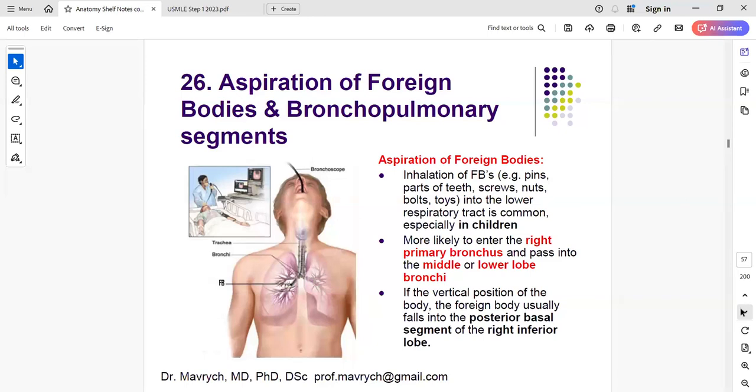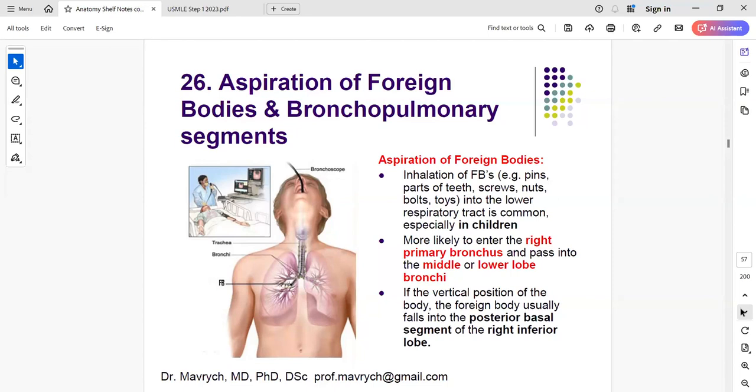Now I want you to just think about it. If the patient is lying down, you will usually see the foreign body in the posterior basal segment of the right inferior lobe. This is a very big thing to remember. I remember it as the option which says posterior or basal: posterior basal, posterior inferior. Any option that says that, if the patient is supine. But if the patient is standing, it would be in the inferior lobe, because of the effect of gravity, and you would see it down in the inferior lobe.